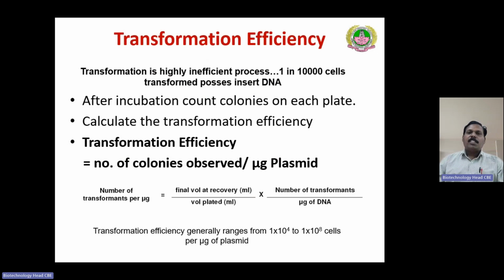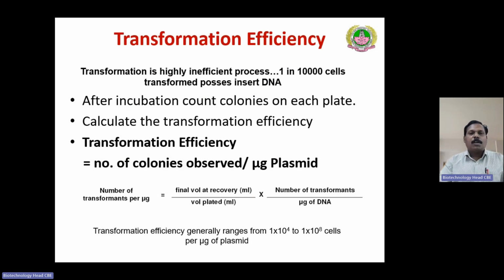Remember, transformation is a technique with poor success, an inefficient process, in the sense that only 1 in 10,000 cells will take up the foreign DNA or possess the insert DNA upon transformation. So we have a larger number of cells in a colony mixture. Doing away with some of the transformation steps could somehow improve the efficiency of transformation. However, transformation is invariably a highly inefficient process.